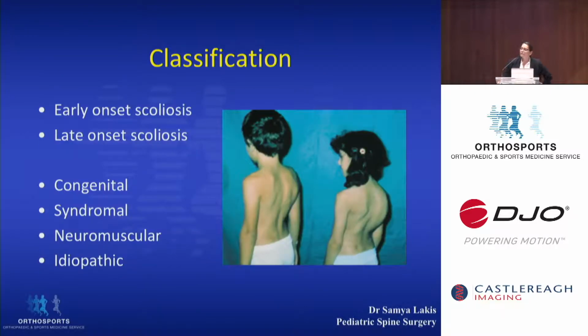So when I look at scoliosis, we tend to classify it now with early onset versus late onset. Early onset scoliosis happens in children less than 10 years of age, and late onset in those older. So the earlier it happens, the more likely it is to be something that they're born with, associated with a neuromuscular cause, or a syndrome such as neurofibromatosis.